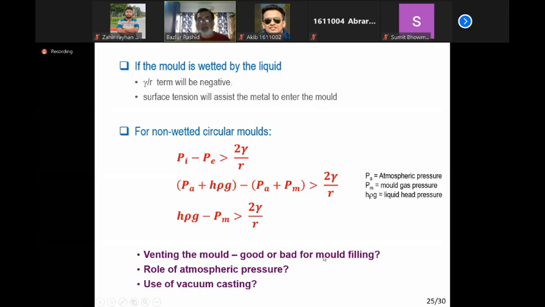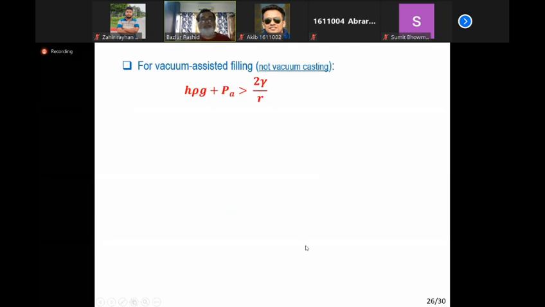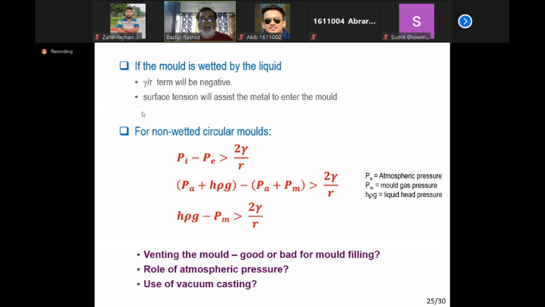Sometimes there is a 5-point question, whether the use of vacuum casting helps mold filling or not, or whether atmospheric pressure can help mold filling or not, etc. But what about vacuum assisted casting? What is the meaning of vacuum assisted casting? That means the mold is kept open to the atmosphere, but we're applying pressure. No, sorry, this is wrong. Here, the mold is kept under vacuum, but the filling is open.